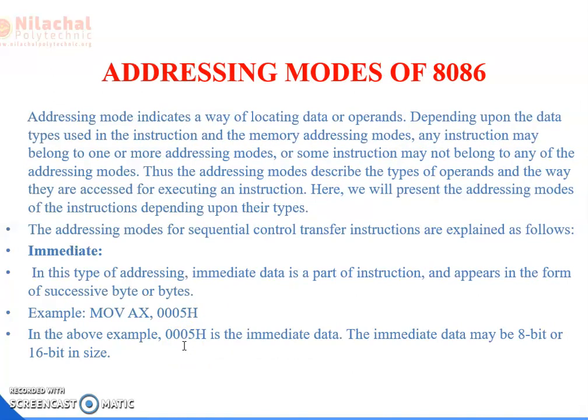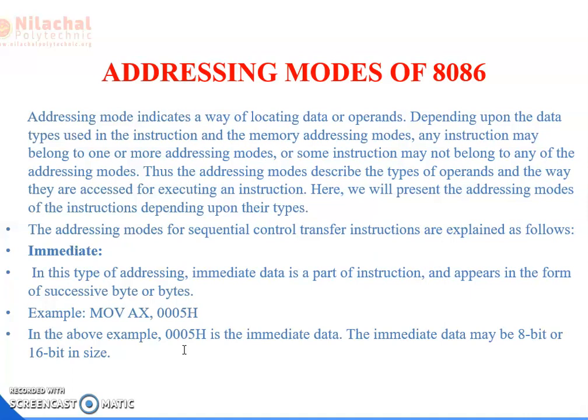So next is addressing mode of 8086. Addressing mode indicates a way of locating data or operands. Depending upon the data types used in the instruction and the memory addressing mode, any instruction may belong to one or more addressing modes, or some instructions may not belong to any of the addressing modes. Thus, the addressing mode describes the types of operand and the way they are accessed for executing an instruction.